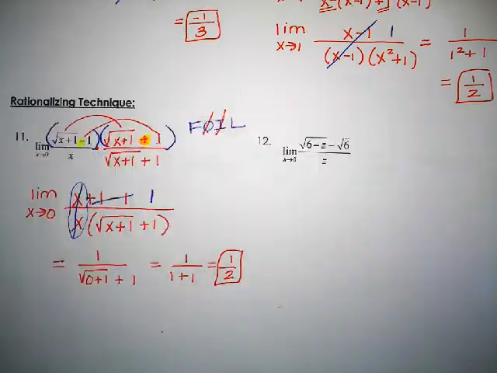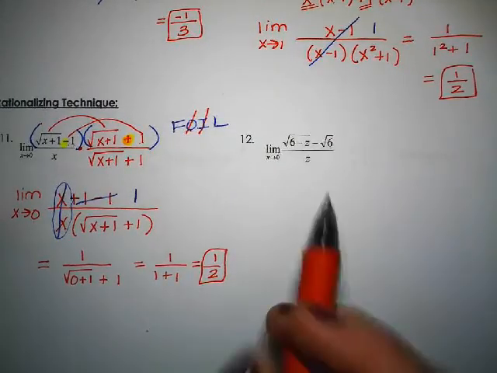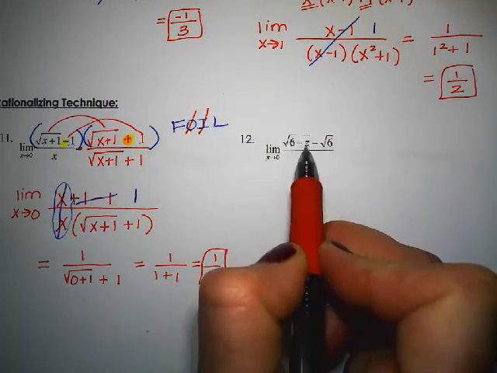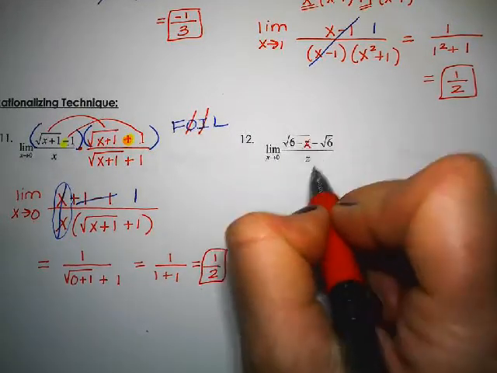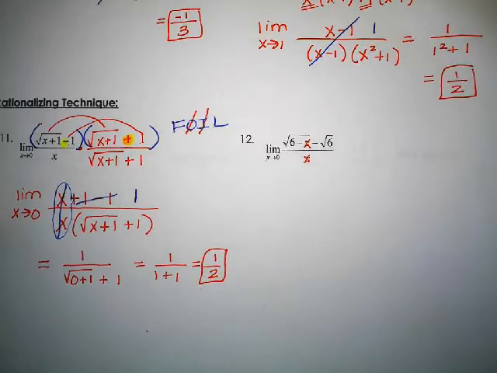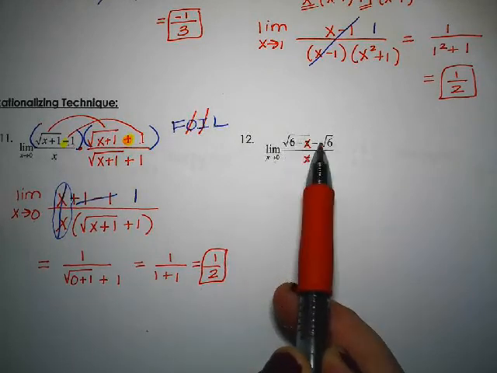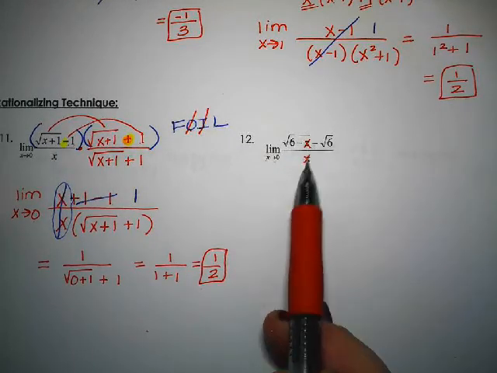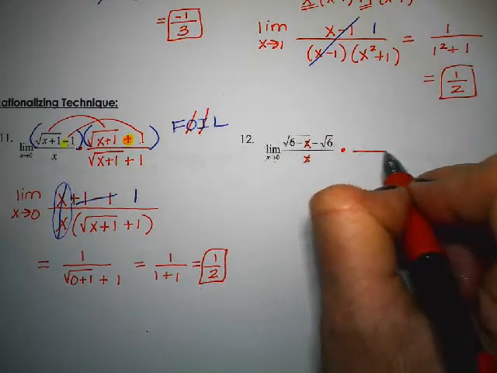Okay, one last one, number 12, and I have a typo on number 12. I have a mixture of x's and z's in my problem. I prefer x's, so I'm going to change these guys over to x, but just make sure that they're all the same variable. Okay, if I tried to substitute 0 in, I get the square root of 6 minus the square root of 6, 0, and I get 0 in the bottom. It doesn't work. So I'm going to try to multiply by the conjugate.